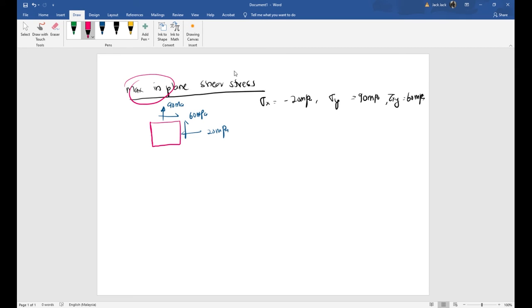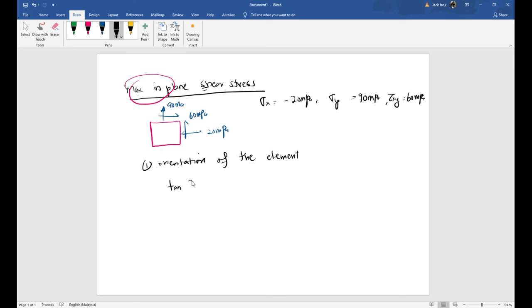Recall our first step. As we did just now, our first step is to identify the orientation of the element. In order to determine the orientation of the element, we need to get theta. What kind of theta? Theta s, because we want to determine the maximum in-plane shear stress. So recall again your favorite equation.